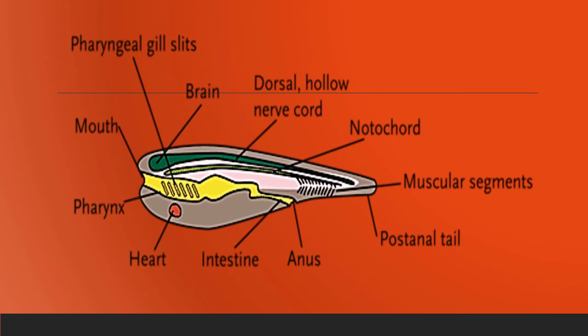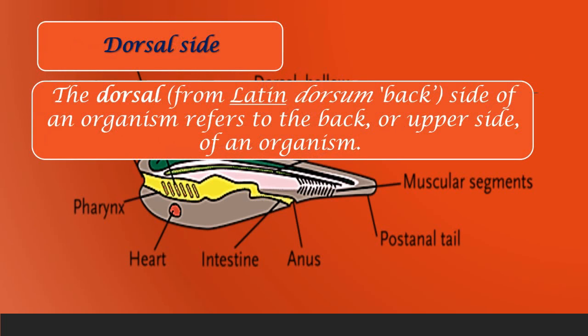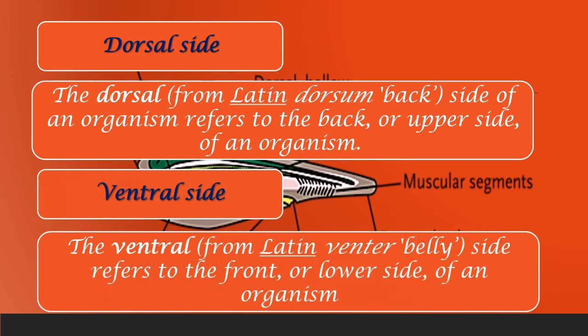So students, now let us see what is dorsal side and ventral side. So dorsal side, the word dorsal is taken from Latin word dorsum, which means back. So we can say that the dorsal side of an organism refers to the back or upper side of an organism. Now what is ventral side? Now the word ventral is taken from Latin word venter, which means belly. So the ventral side refers to the front or lower side of an organism.